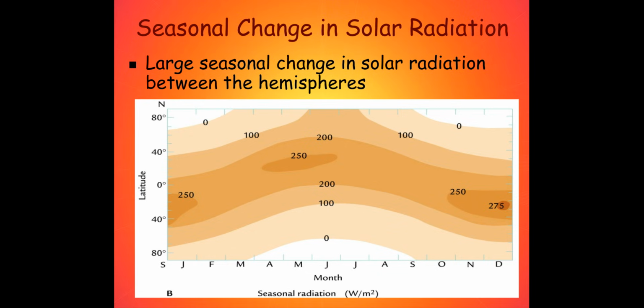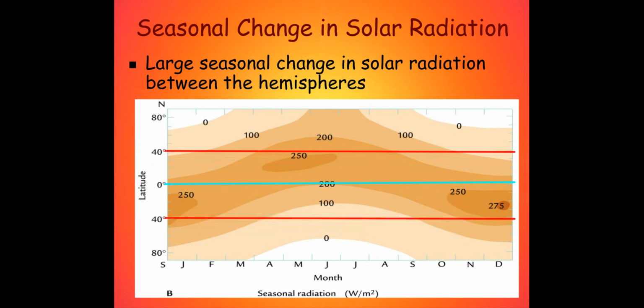Notice that the x-axis represents months of the year and the y-axis is the latitude. The coloration of this graph represents solar radiation. The darker the color, the greater the solar radiation. If we were to draw a horizontal line across the equator, you can see that the seasonal change in solar radiation is not that great. However, if a line is drawn at 40 degrees north or south, you can see that the radiation levels differ greatly throughout the year.